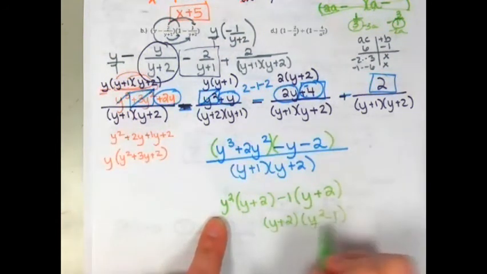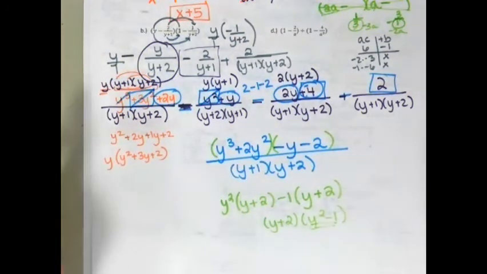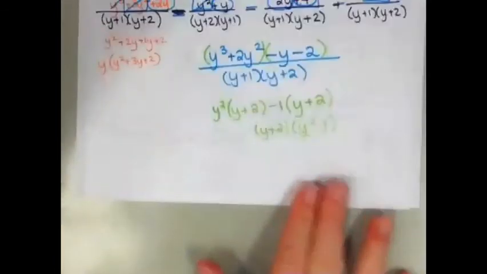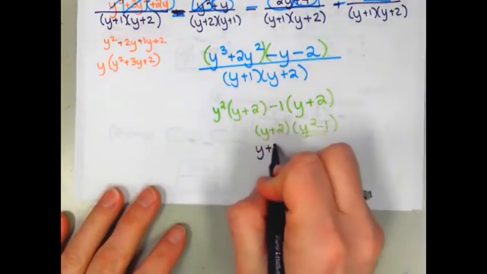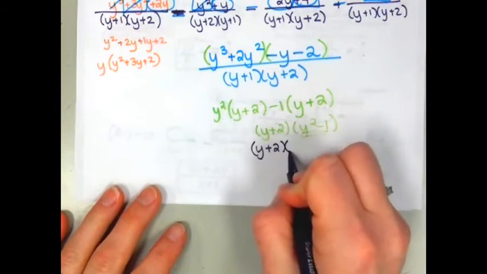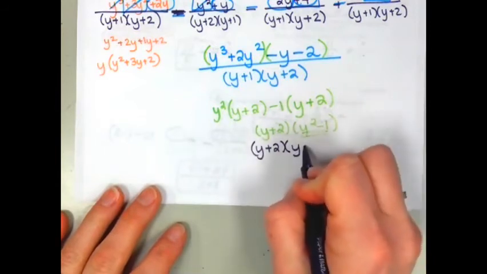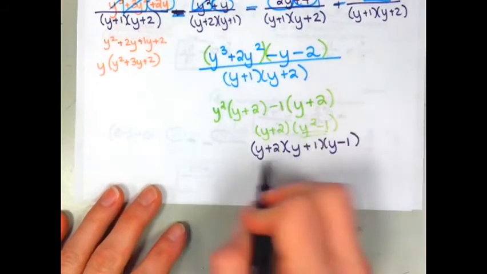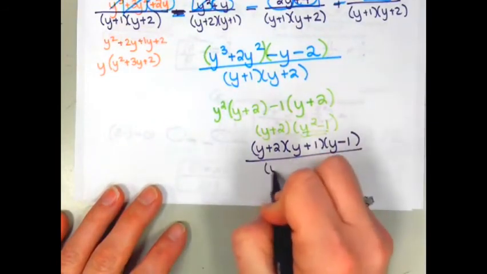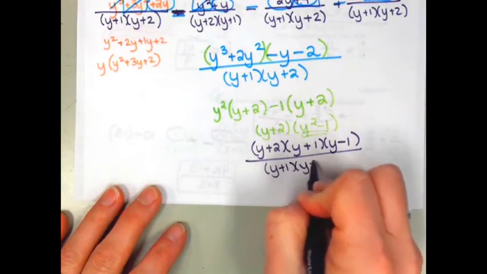But what do you guys notice about y squared minus 1? Isn't it a difference of 2 squares? So how would I factor y squared minus 1? Y plus 1 times y minus 1 all over y plus 1 times y plus 2.